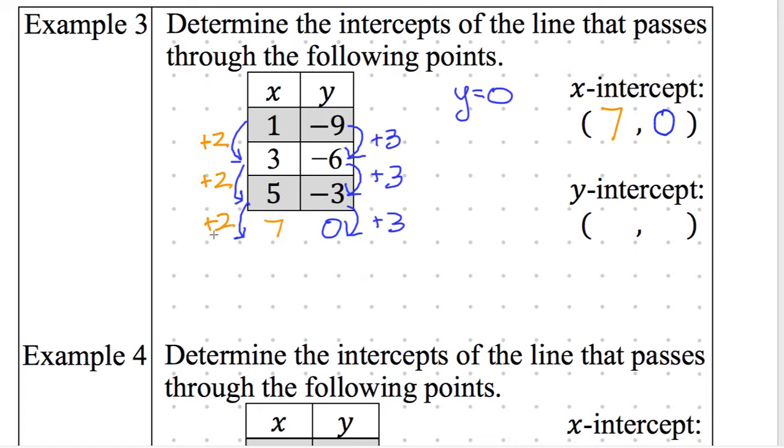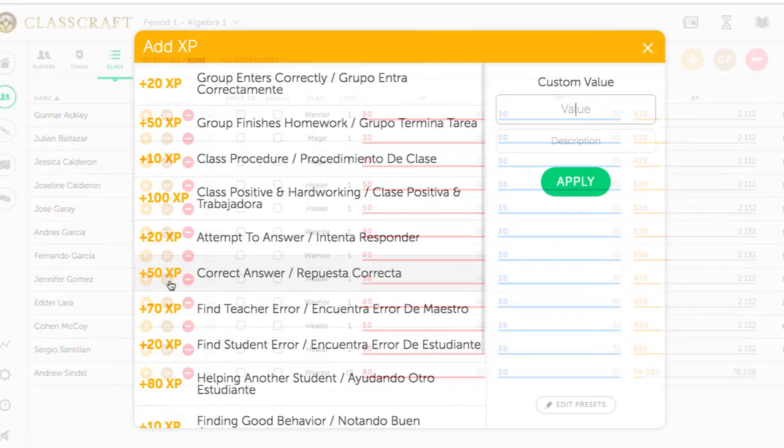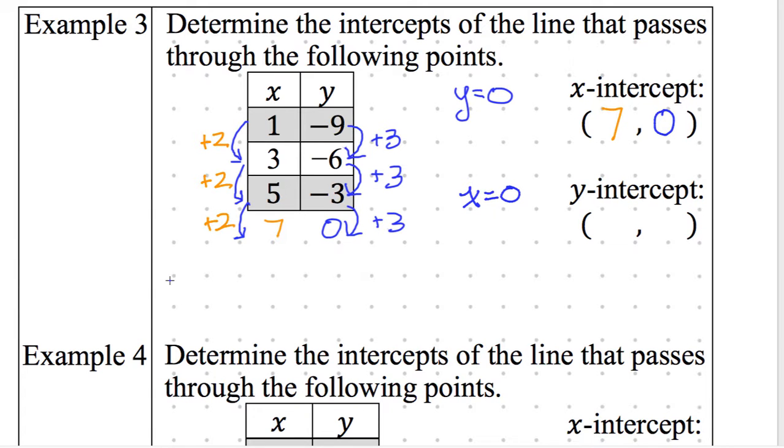So in order to find my y-intercept, what's my definition again? Easy XP. What's my definition of the y-intercept? Oh, I love how many hands there were. Jennifer, go for it. Yes, x equals 0. Thank you, Jennifer. That means I need this column to have a 0. That means right here, I need to somehow get to a 0.